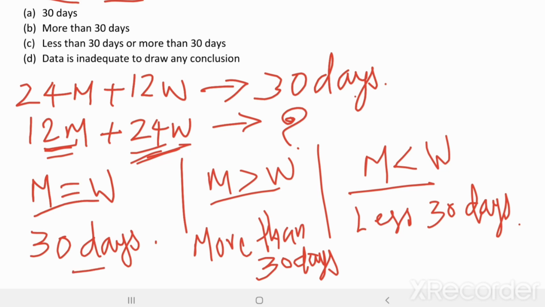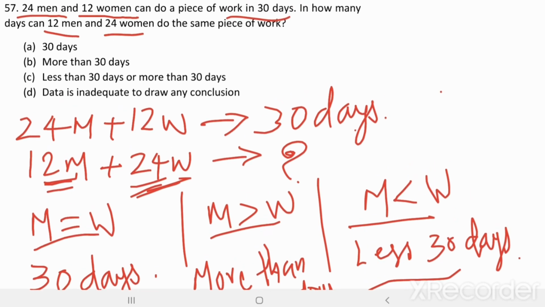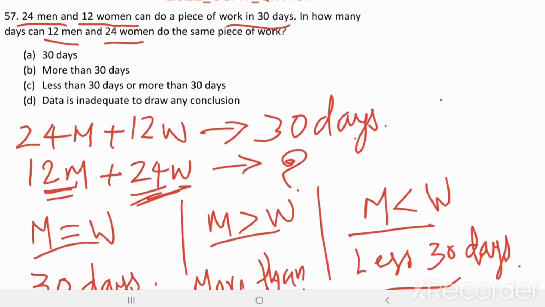So all these possibilities are there. So we cannot make any conclusion to find one answer. So data is inadequate to draw any conclusion. Option D is the right answer.